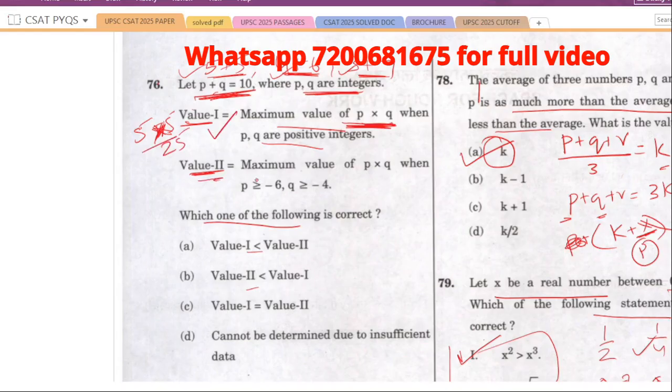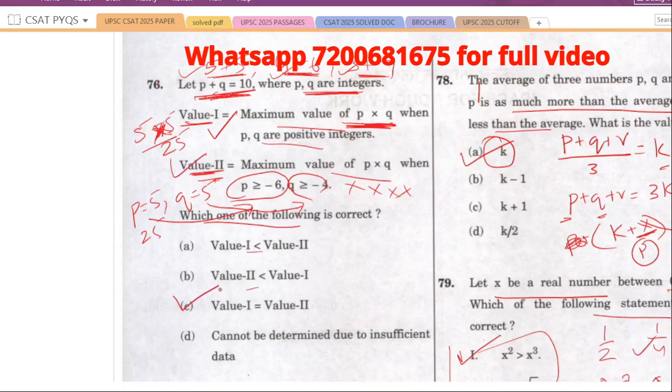Now value 2, maximum value of P into Q when P is greater than or equal to minus 6 and Q is greater than or equal to minus 4. The question itself is a very silly question, because in this case also I can take P equal to 5 and Q equal to 5 because it is satisfying both conditions, P greater than minus 6, Q greater than minus 4. So again I will get 25. In that case value 1 is equal to value 2. The statements are so simplistic that you just had to put the values of P and Q, and you're getting value 1 equal to value 2 in the first go itself. So for question 76, the answer should be C.